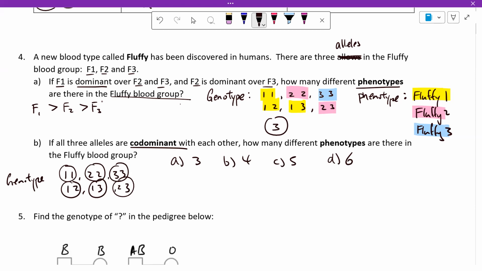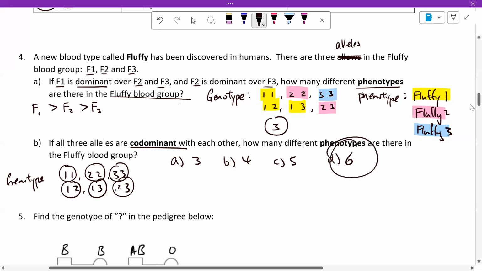Codominant means they both show up, just like our AB blood group, right? If A and B are there, they both show up, then we call it type AB. Not just A, not just B, but AB. So if 1 and 2 are together, then we call it fluffy 1, 2. So for that reason, the answer is 6. Anybody have any question before we move on?